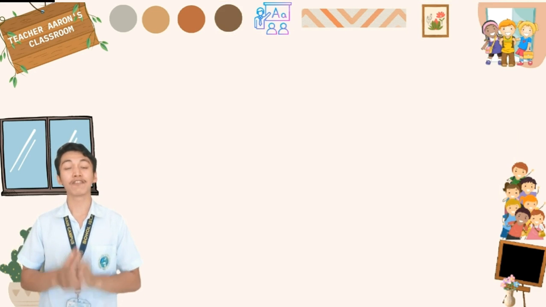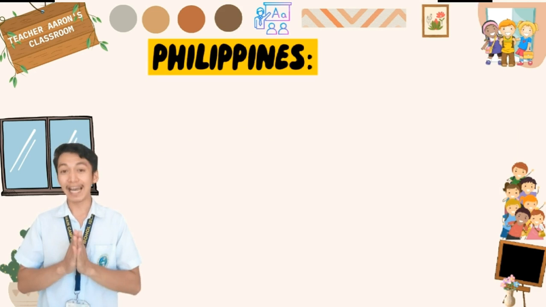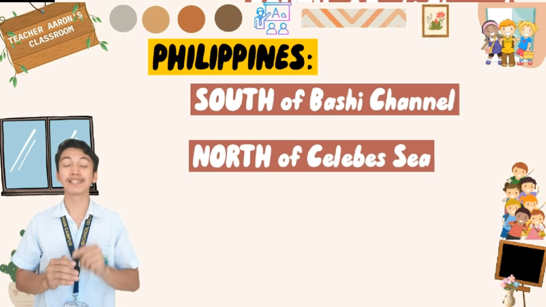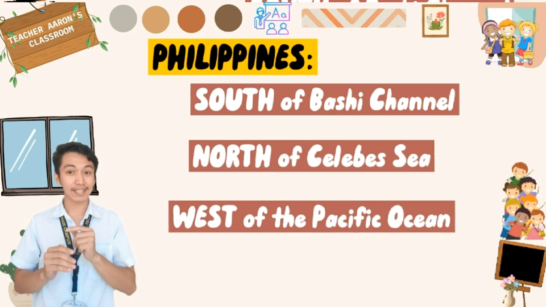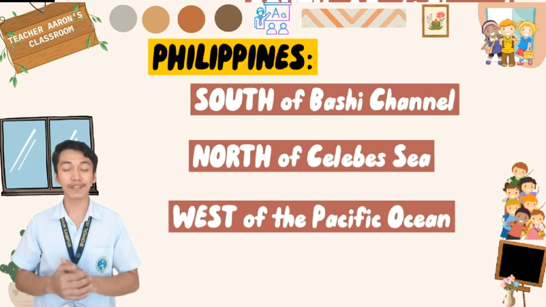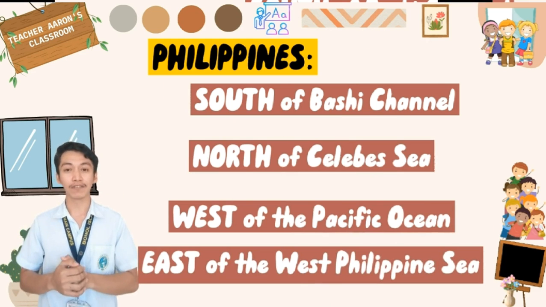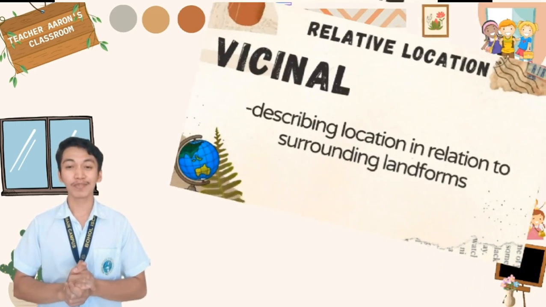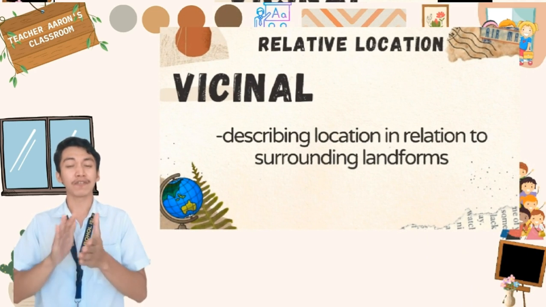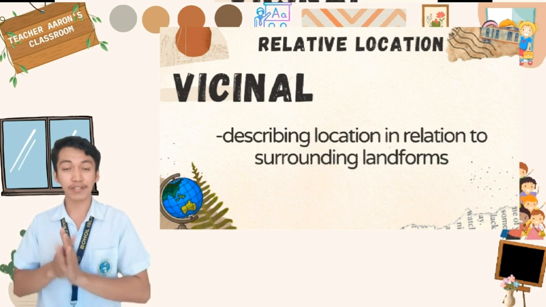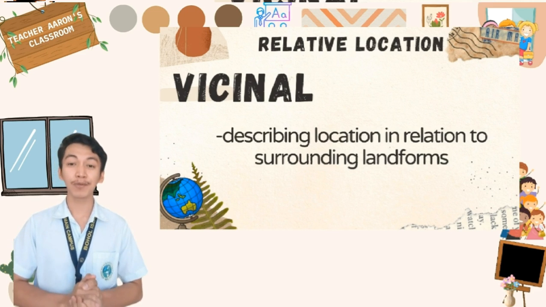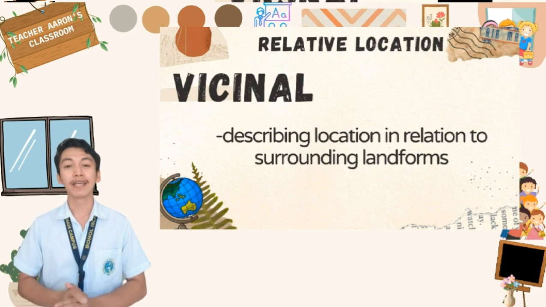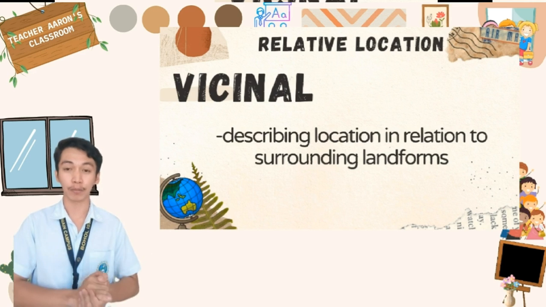So we can say that the Philippines is found south of the Bashi Channel, north of the Celebes Sea, west of the Pacific Ocean, and east of the West Philippine Sea. Now let's proceed to the vicinal location. So if insular is to bodies of water, then vicinal is to landforms.